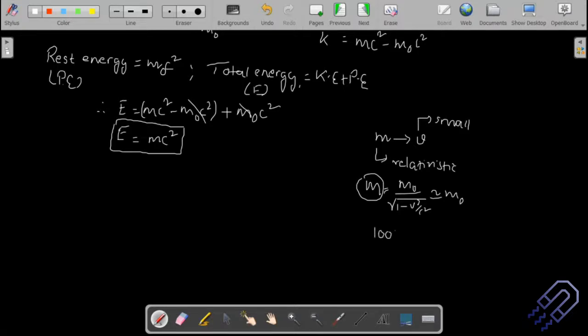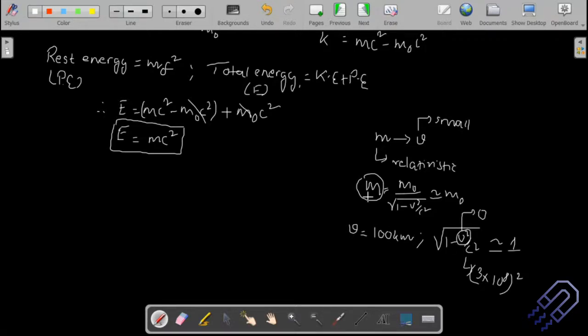For example, on a day-to-day basis, if I'm considering the speed to be 100 kilometer per hour, this is my velocity, something I've already explained before. V is equal to 100 kilometer per hour. That means root over of 1 minus v square by c square, if you calculate it, will be very close to 1, because v is a very small value and c is very large. C is 3 into 10 to the power 8 and then you are squaring it. So a small value divided by a very large value would be almost 0. So this is root over of 1 minus 0, so this is 1.